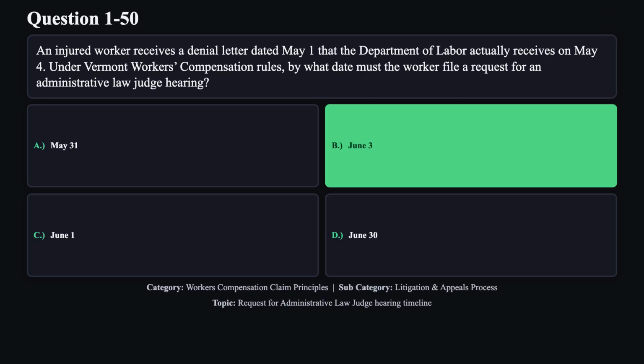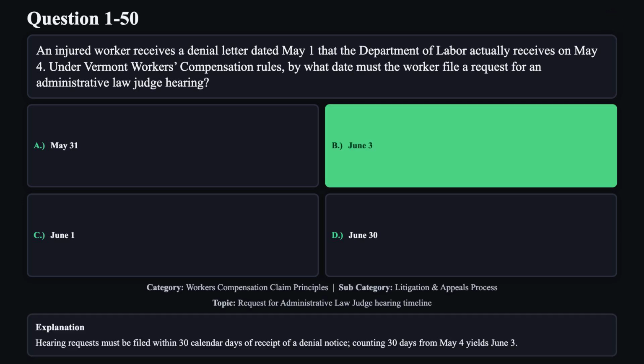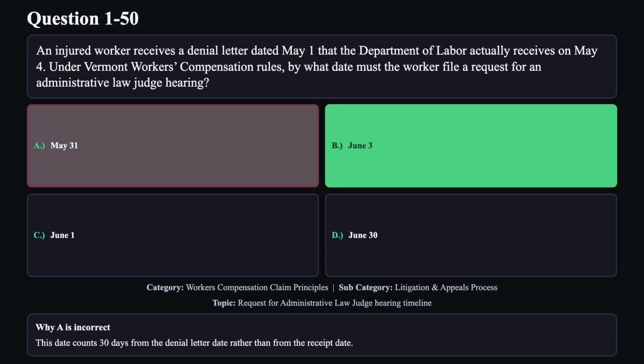The correct answer is B. Hearing requests must be filed within 30 calendar days of receipt of a denial notice. Counting 30 days from May 4th yields June 3rd. Reason A is not correct. This date counts 30 days from the denial letter date rather than from the receipt date.